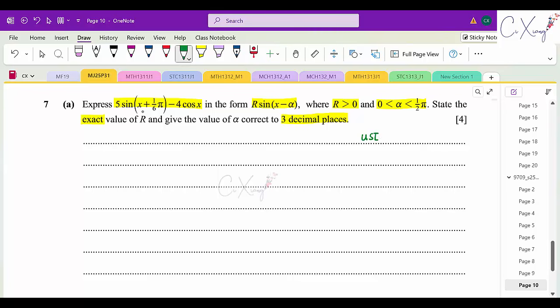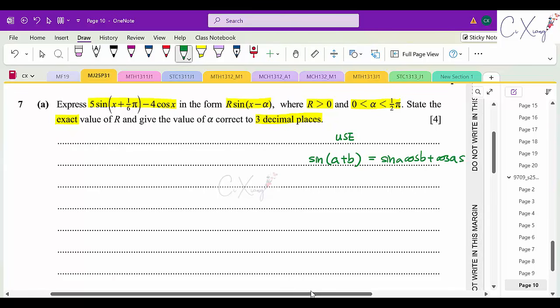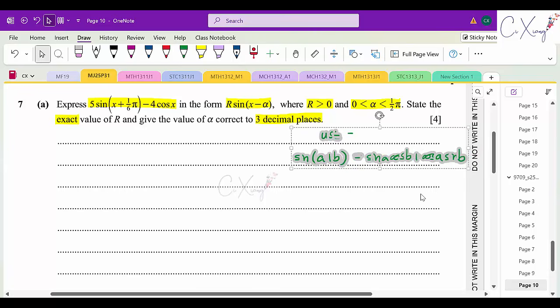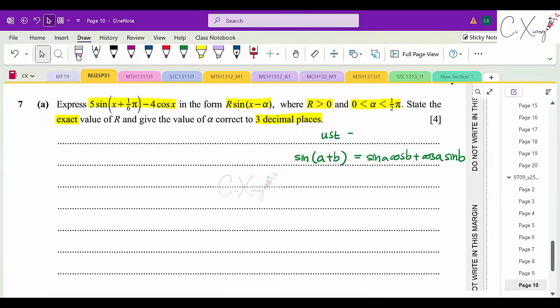When you are having sine of A plus B, what's the general formula that you can use to expand? So it should be sine A cos B, then plus cos A sine B. Okay, then what should I do here? Yeah, I think you just need to apply this formula, then after that rephrase it, you'll get the answer, right? Okay, then maybe let's start.